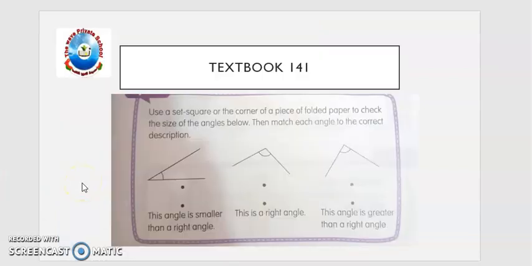Okay, so you have page number 141. You have another page that I will tell you in the weekly plan. You have to do it by yourself. You have to mark the correct statement. This is a right angle, this is greater or smaller. As I told you before, you have to measure it and you have to answer the question that I will put for you in the weekly plan.